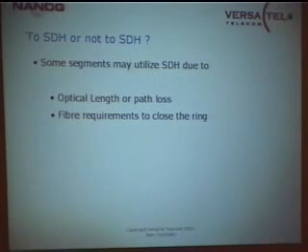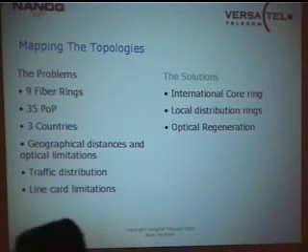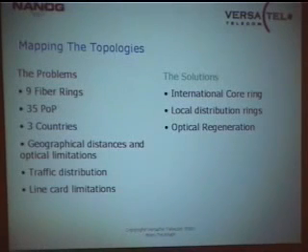Okay. So we had basically 6 problems when we had to look at the topology of this network. We had to build 9 fibre rings covering 35 POPs in 3 countries. That's actually now expanded to 4. Geographical distances and optical limitations were a huge problem for us, as well as traffic distribution and the line card issues we saw with the Cisco DPT line cards.